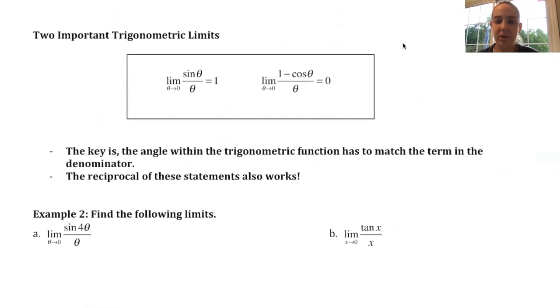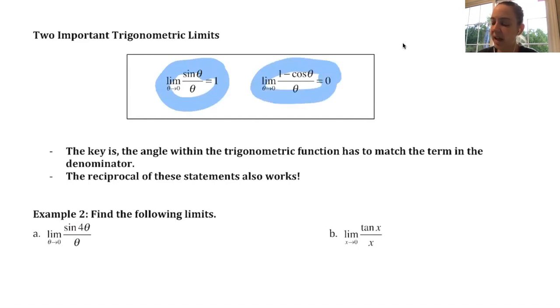Two other important trig limits that also come around from that squeeze theorem. I'm not going to prove them to you, but you can just put them in your toolbox. The limit as theta approaches 0 of 1 minus cosine theta over theta is equal to 0. That one's given to us. And this is the first one that we already discussed: the limit of sine of theta over theta equals 1. We used x before, it's okay. 1 minus cosine theta over theta equals 0.